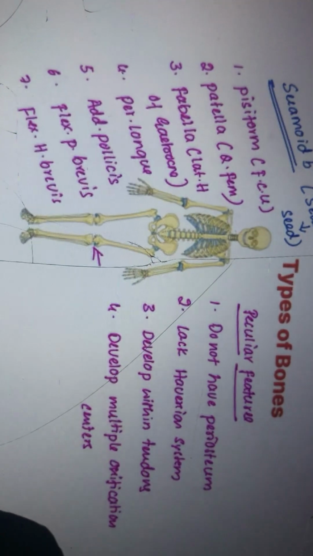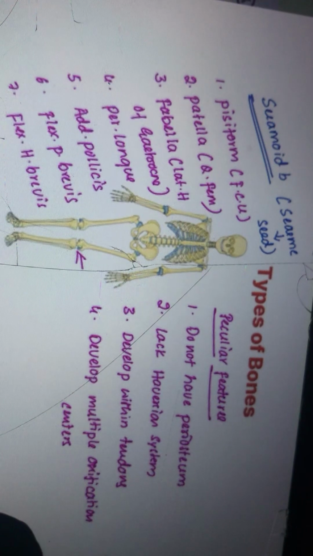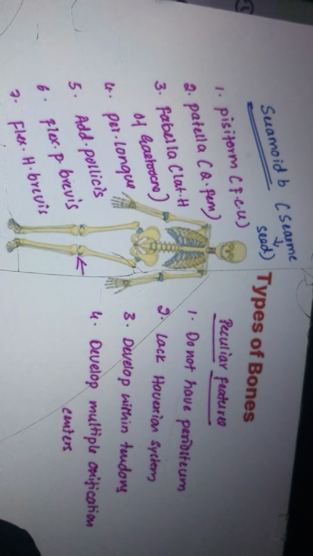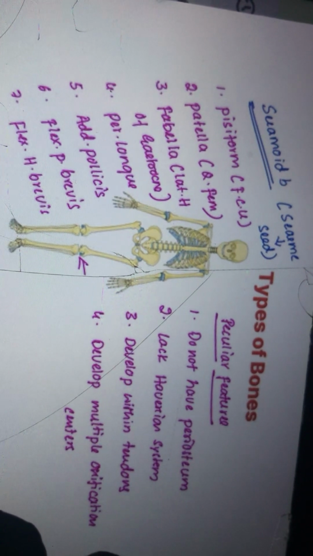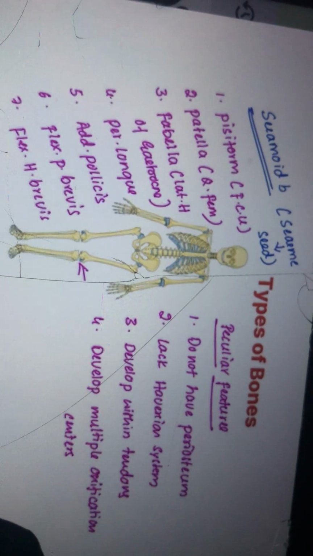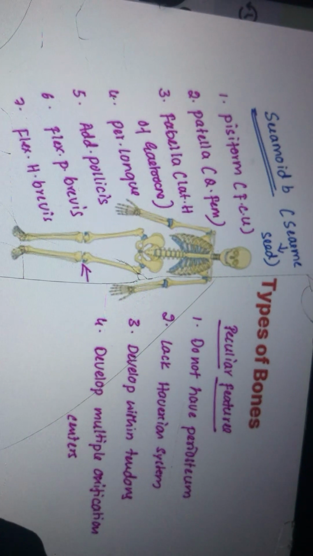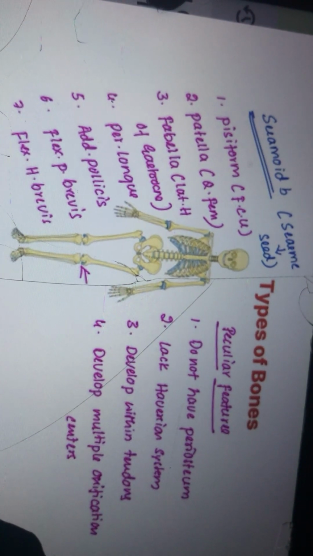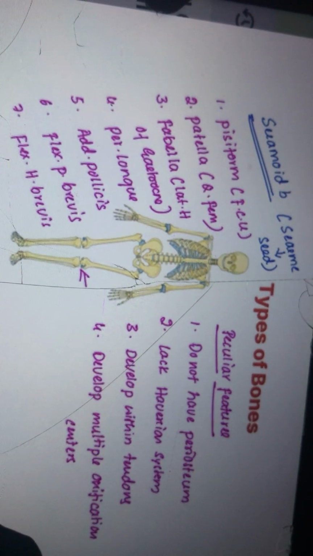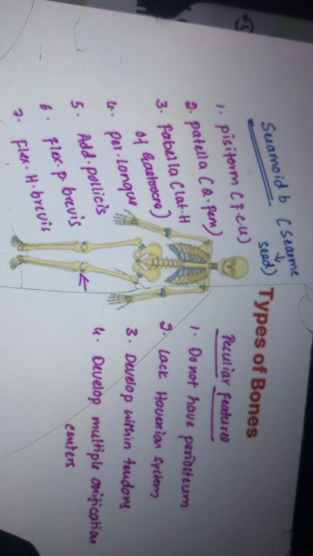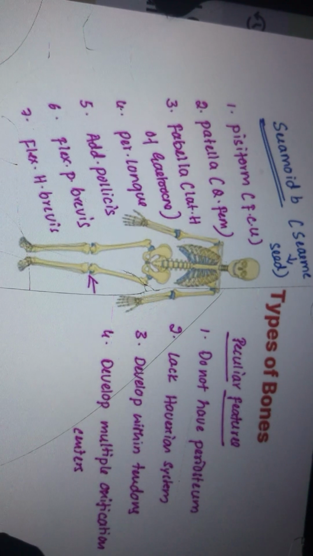What you must know in sesamoid bones is where exactly these bones are present and in which muscle they are present. What about the function of sesamoid bones? Remember, sesamoid bones act as pulleys for muscle contraction. One, they alter the direction of pull of the muscle, and they also reduce the friction between the tendon and the underlying bone. These are the three important functions of sesamoid bones, right?